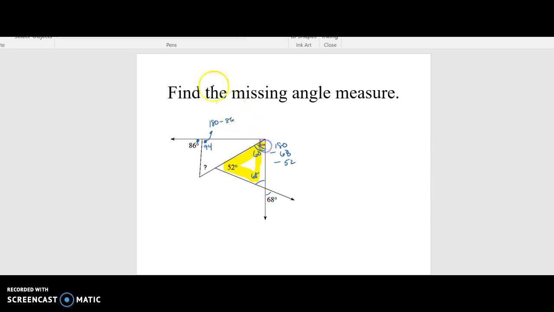But what does this box tell us? That box tells us these two angles will add up to 90. So this angle would be 90 minus 60, which is 30. And now I can find this angle here by using this triangle. So that question mark is equal to 180 minus 94 minus 30, and that would give you 56 degrees. Okay, go ahead, try the assignment, and if you have any questions, let me know.